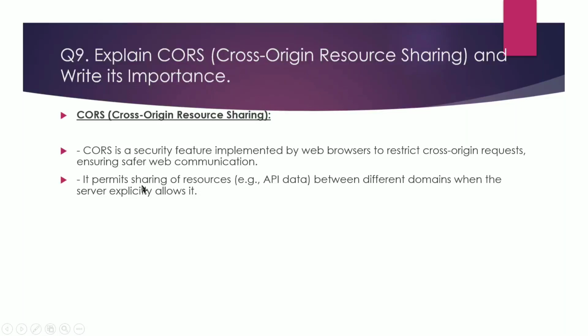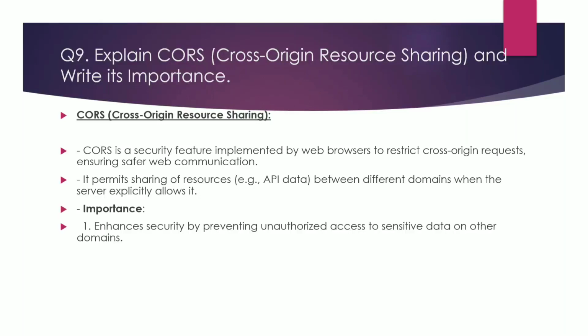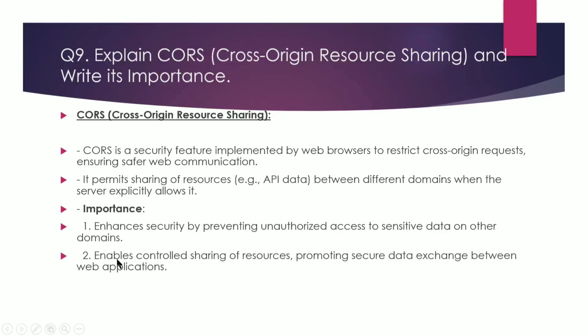So CORS actually permits sharing of resources, for example API data, between different domains when the server explicitly allows it. Okay, so it's just a simple line that is stating the same thing that I stated just now. Its importance is it enhances security by preventing unauthorized access to sensitive data on other domains. So as I stated, it restricts the unauthorized access to the server. Secondly, it enables controlled sharing of resources, promoting secure data exchange between web applications.